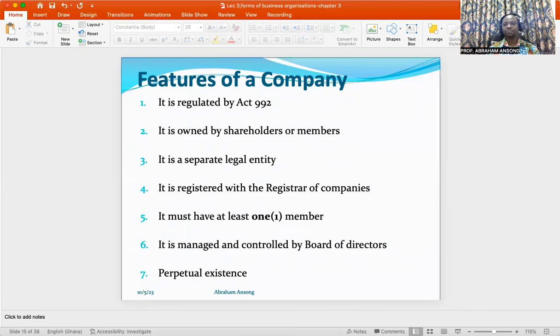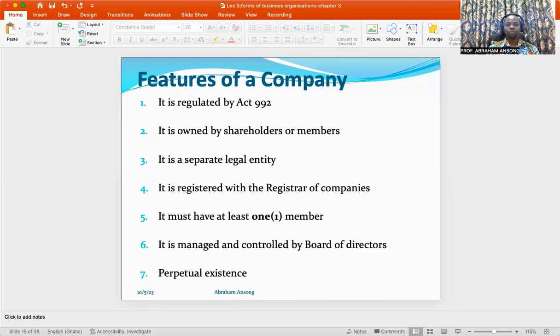The shareholders or the members came together to form the company, so we can say, in quotes, that they actually own the company. But in law, companies are not owned by their shareholders. The third point seeks to explain that idea: it is a separate legal entity. The company is distinct and separate from the shareholders or the members that came together to form it. It is registered with the registrar of companies. It must have at least one member.